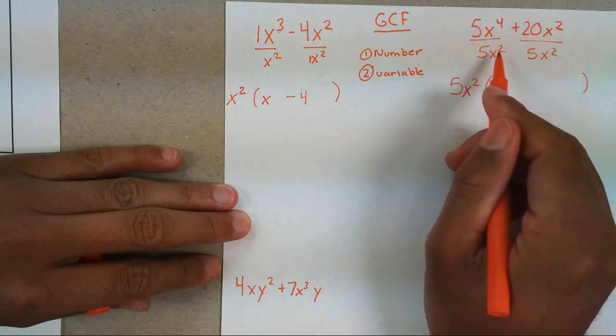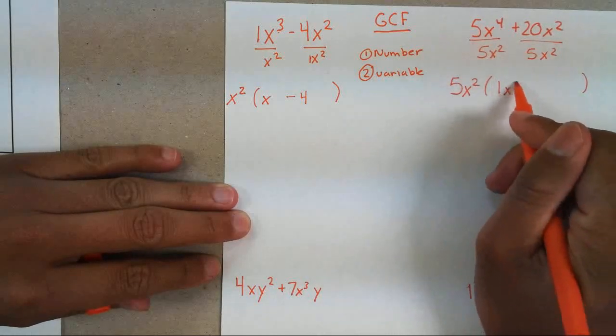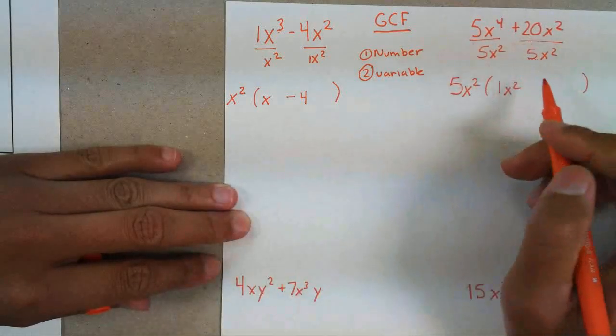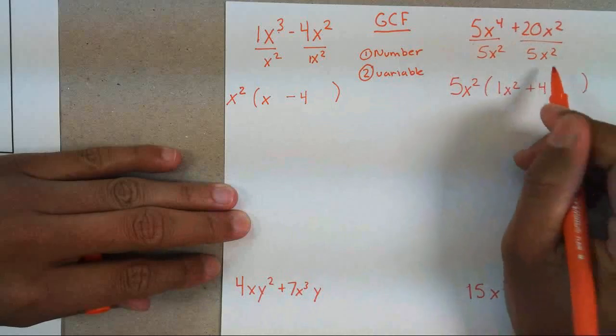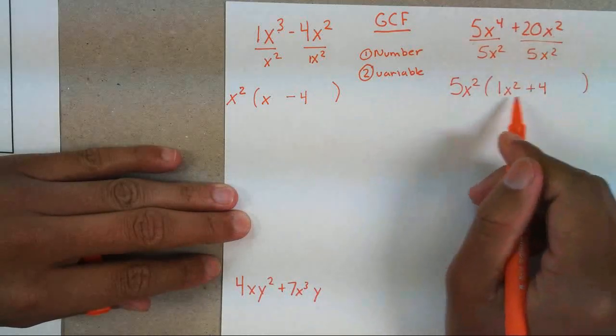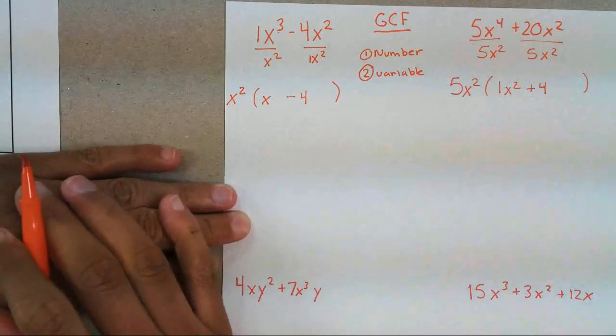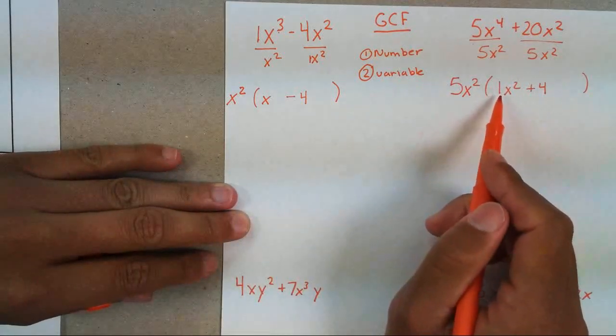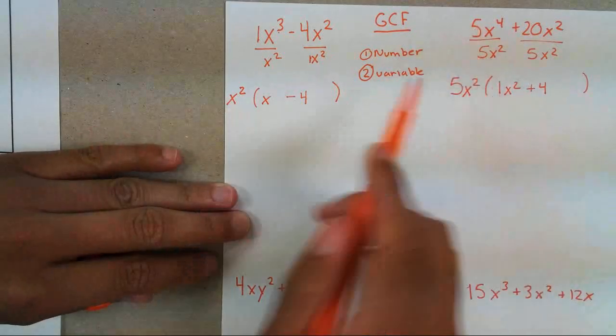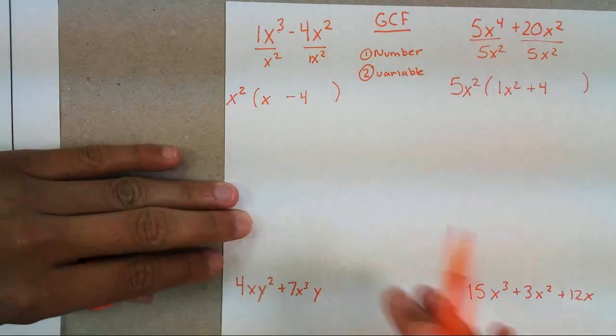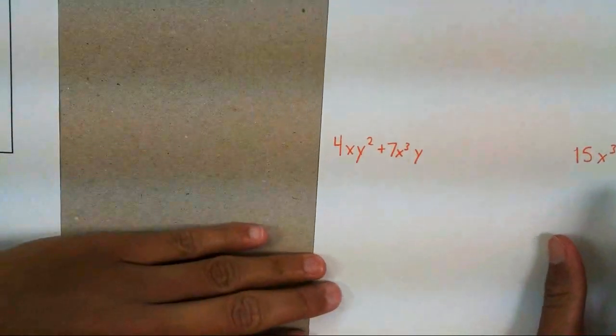x to the 4th over x squared. Remember, subtract the exponents. x squared. 20 over 5 will give me 4. x squared over x squared cancels out, so all I'm left with is 1x squared plus 4. Now remember, you don't have to write the 1. I'm only writing the 1 so I could show you that 5 over 5 gives you 1. Okay? So let's look at the next one.